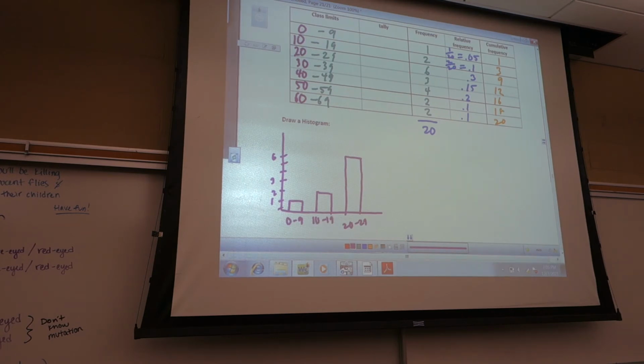You could also do the boundaries. That's another possibility. If you do the boundaries, then I'd go 0, and then I'd go 9.5, 19.5, 29.5. And then these would touch. 1, 2, 3, 4, 5, 6. The first one would be 1. The next one would go to 2. The next one goes all the way up to 6. Like that. So if you use the boundaries, then they would touch.